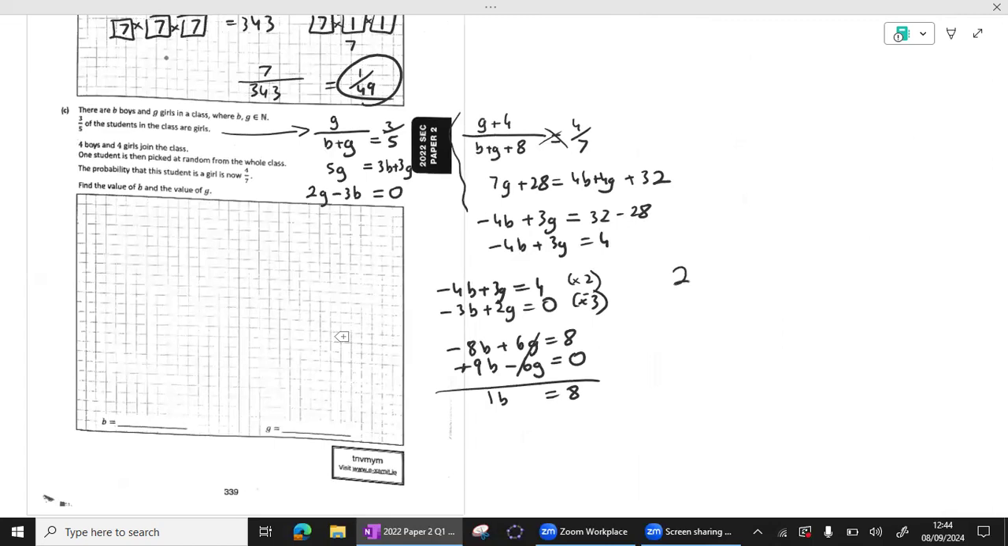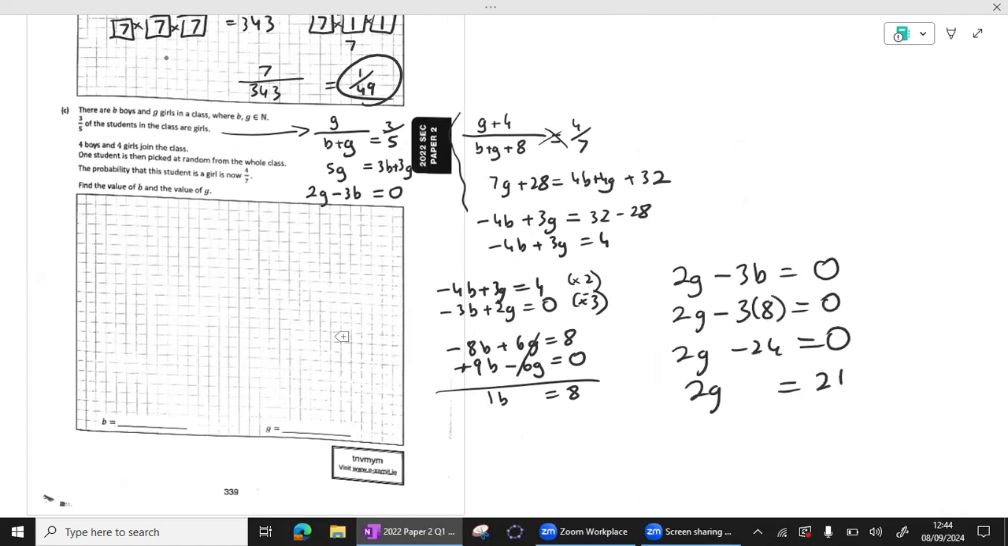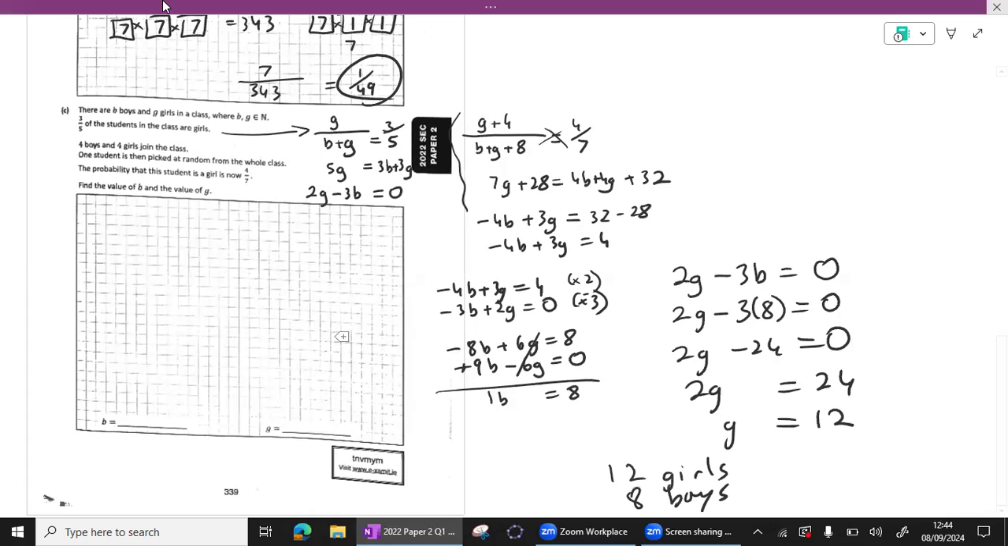And then what I would need to do then is go back and find the girls. So 2G minus 3B is equal to 0. So 2G minus 24 equals 0. 2G is 24. G is 12. So there are 12 girls and 8 boys.